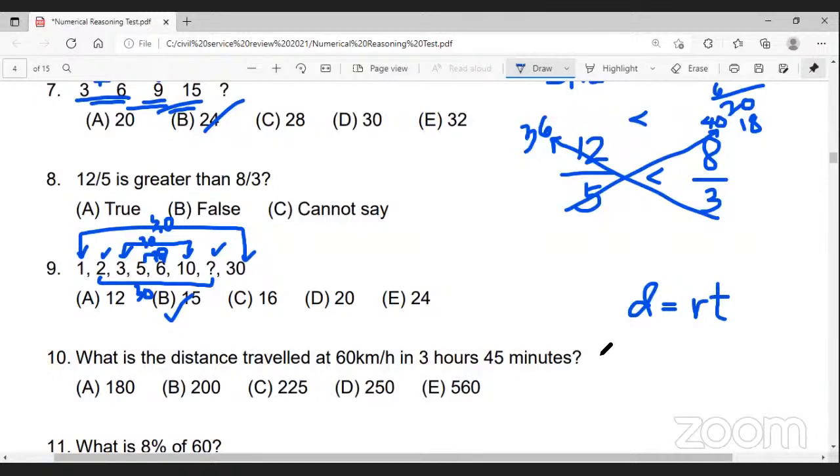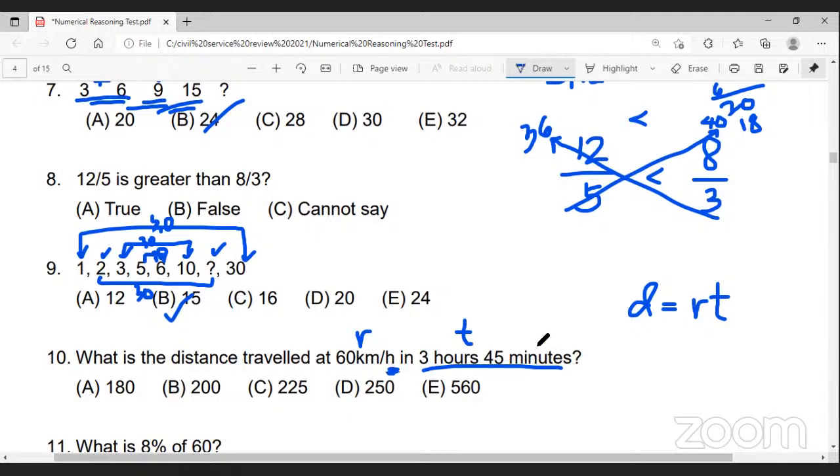Distance is unknown. Okay, 60 kilometers per hour, this is the rate. And 3 hours and 45 minutes, this is the time. So, by simply multiplying 60 kilometers per hour and 3 hours and 45 minutes, we will get the distance. However, you need to make this 3 hours and 45 minutes into simply hours.